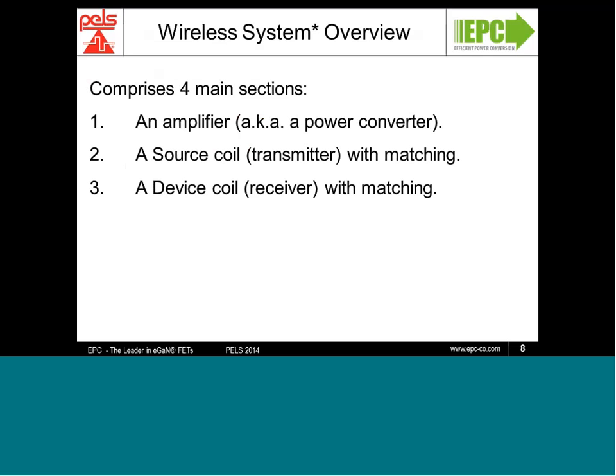Thirdly, we have a device, which is the receiver. It also includes matching, and it receives the energy and catches as much of it as possible. And of course, the fourth component is the rectifier with high-frequency filtering. In some cases, it may include a post regulator to make sure that it will operate for standards such as USB and other power requirements.